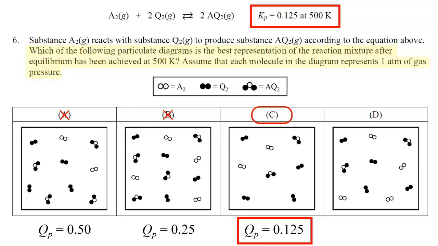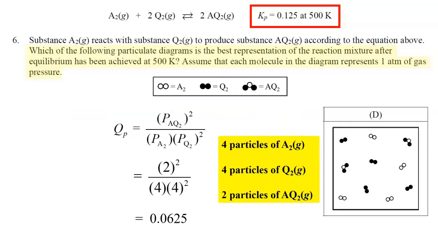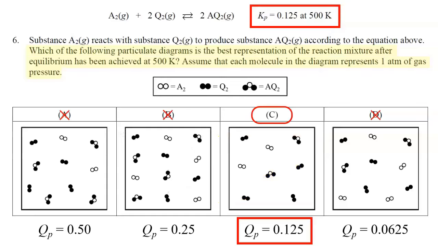Now, just to confirm that D is not the correct answer, when you count the particles, we have 4 particles of A2, 4 particles of Q2, and 2 particles of AQ2. And when we plug those numbers into the expression for the reaction quotient, it would be 2 squared divided by the product of 4 times 4 squared. And that gives us 0.0625, which is not the correct answer.